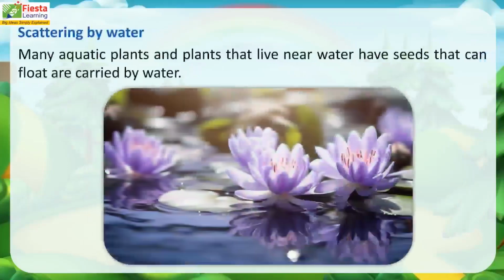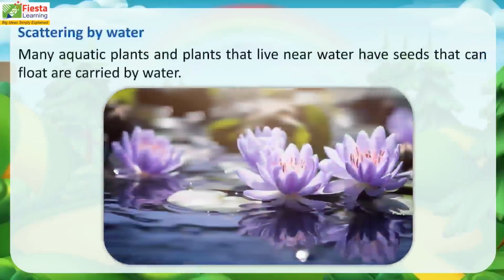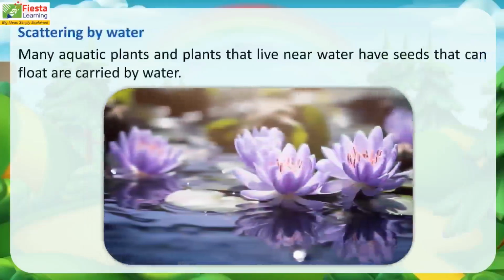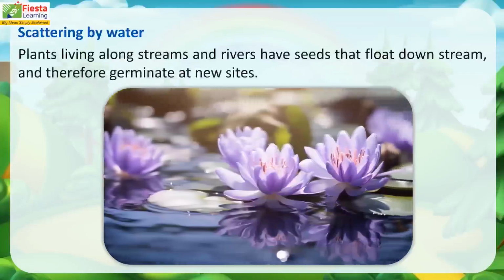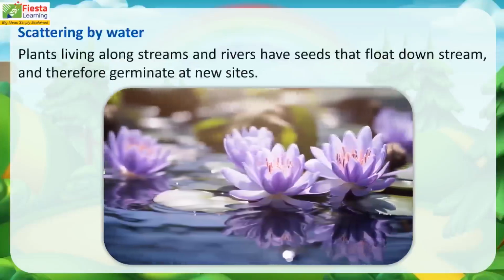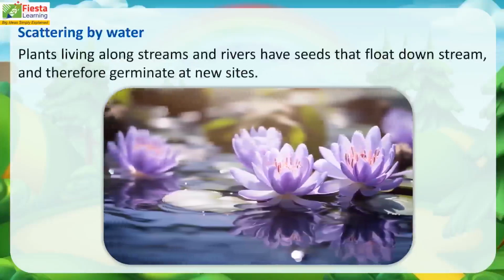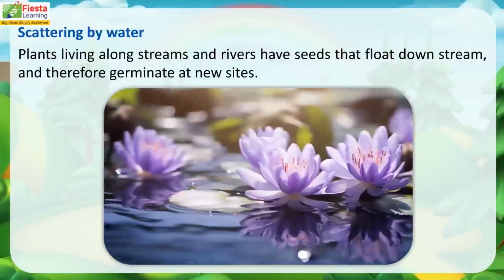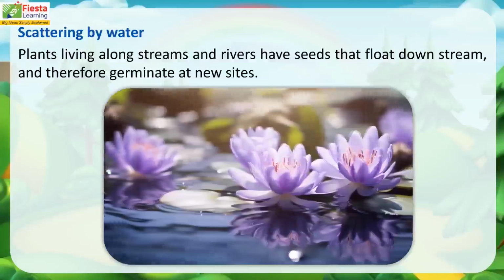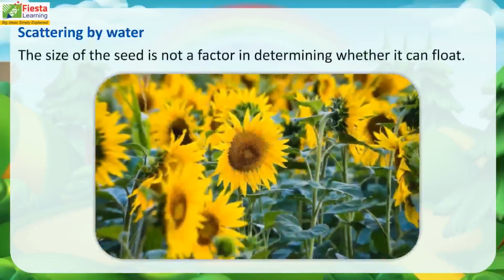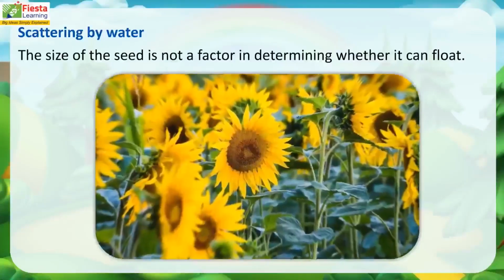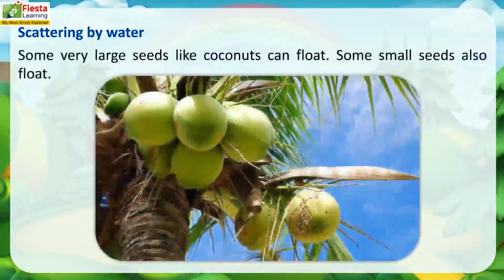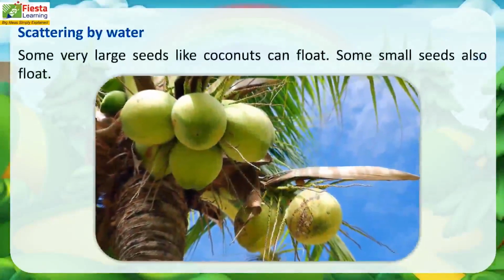Scattering by water. Many aquatic plants and plants that live near water have seeds that can float or be carried by water. Plants living along streams and rivers have seeds that float downstream and therefore germinate at new sites. The size of the seed is not a factor in determining whether it can float. Some very large seeds like coconuts can float. Some small seeds also float.